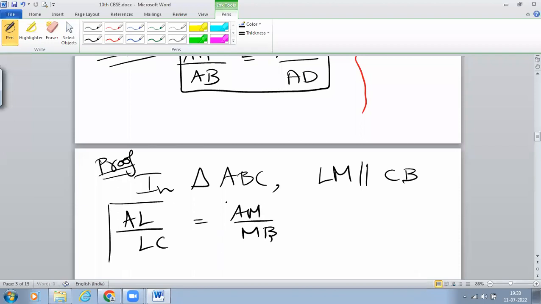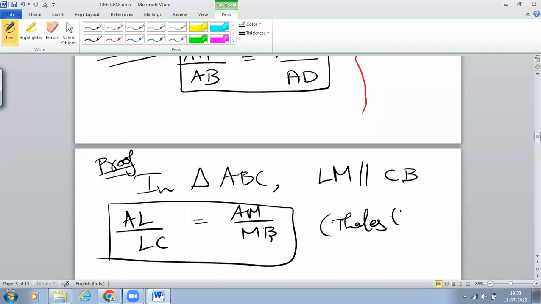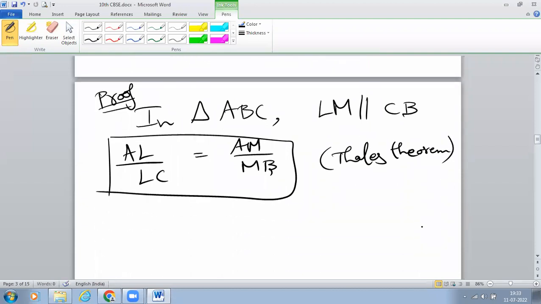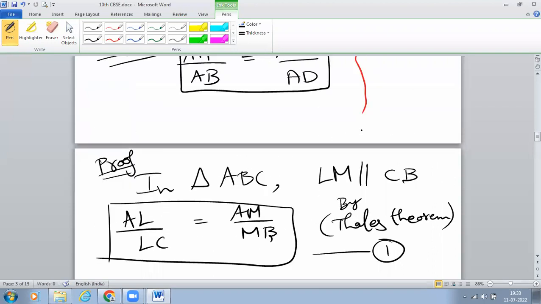MB. So please put a box. In bracket, you have to mention Thales theorem. According to which theorem? Thales theorem. That's it. Let it be equation number 1. This is equation number 1. Okay, using Thales theorem, or else by Thales theorem. That's it. Now next, which triangle we have to consider?